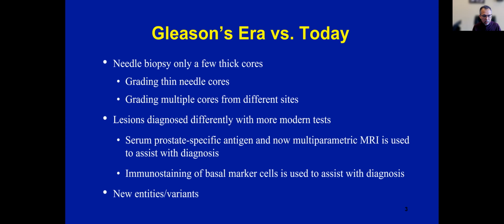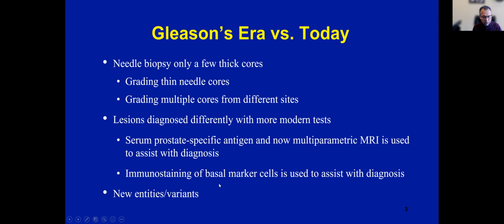Now we are dealing with prostate cancer detection, which is primarily triggered by abnormal or elevated PSA. We also use thin needle cores. We use multiple extensive samplings, from standard areas as well as from targeted areas of multiparametric MRI detected lesions.